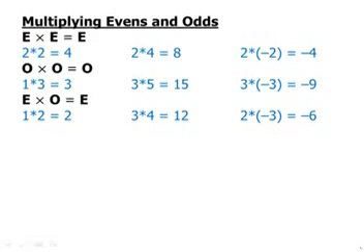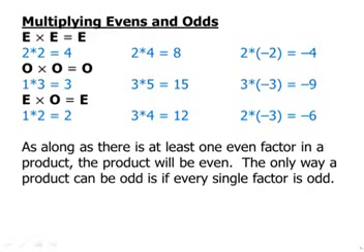If we think about odd times odd, well, again, there are no factors of 2 in either odd number. And if there are no factors of 2 in the two numbers we multiply together, that factor of 2 is not going to magically appear somehow. It means that we're going to wind up with a product that has no factors of 2. And that's exactly why odd times odd has to be odd. We can summarize and say, as long as there's at least one even factor in a product, the product will be even. The only way a product can be odd is if every single factor is an odd number.